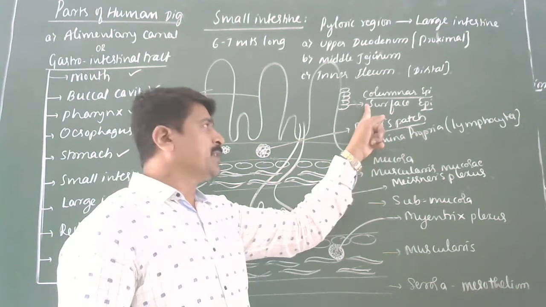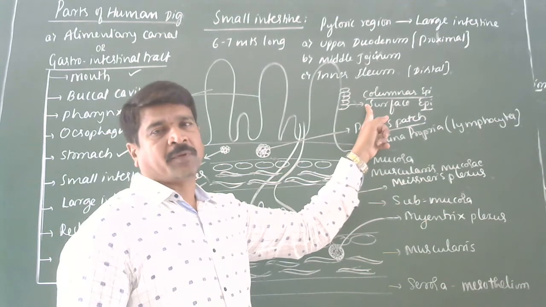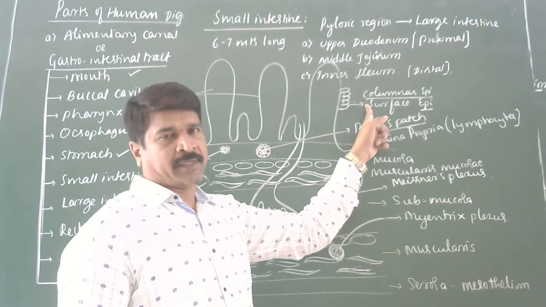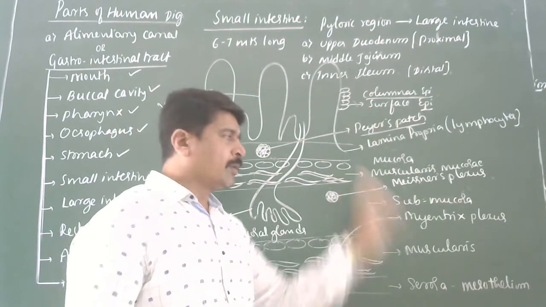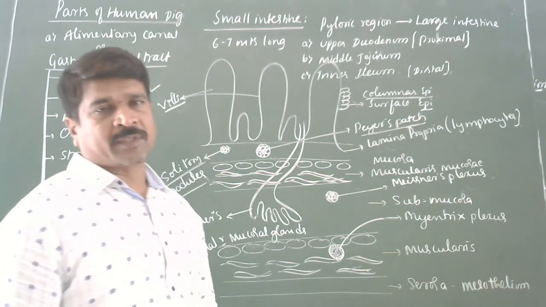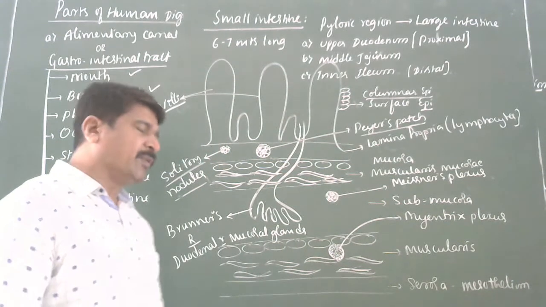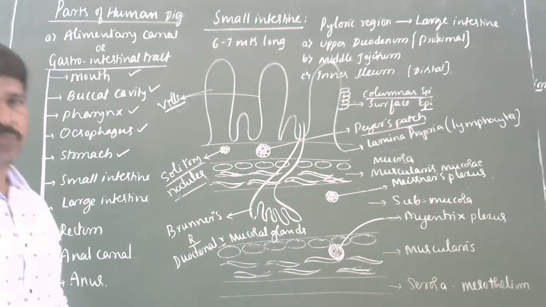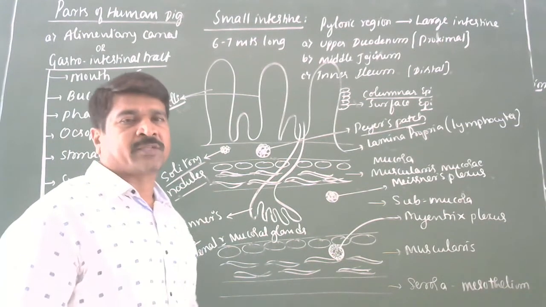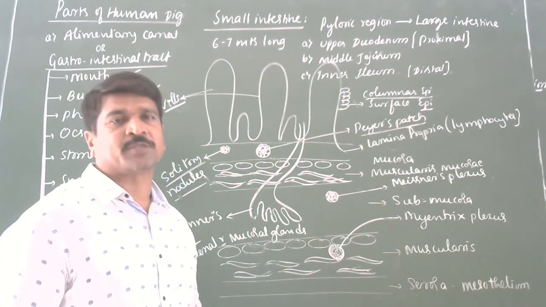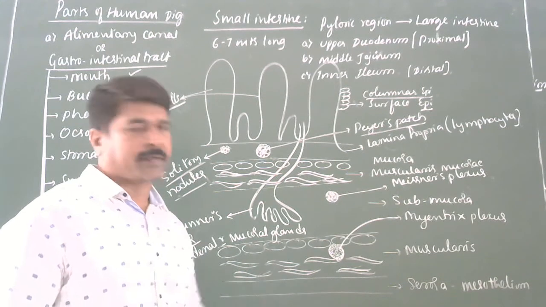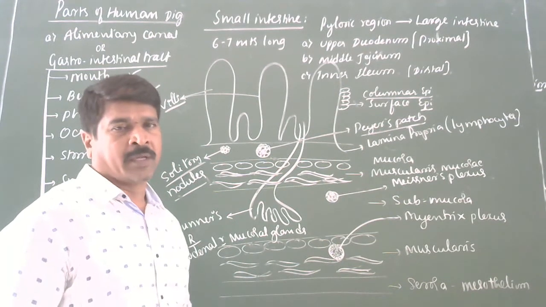Clear? Then the surface epithelium is made up of a single layer of columnar epithelial cells. Got it? Then finally, the inner wall of the small intestine is thrown into a number of finger-like projections called villi. They are the major sites of absorption of digested food in the small intestine. We will discuss the details in absorption.